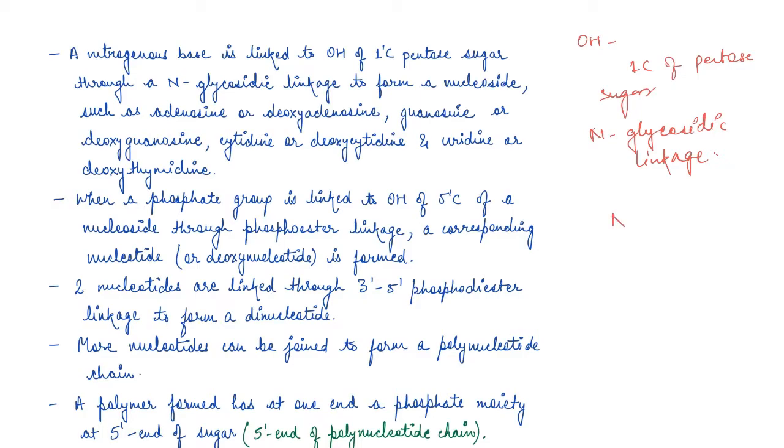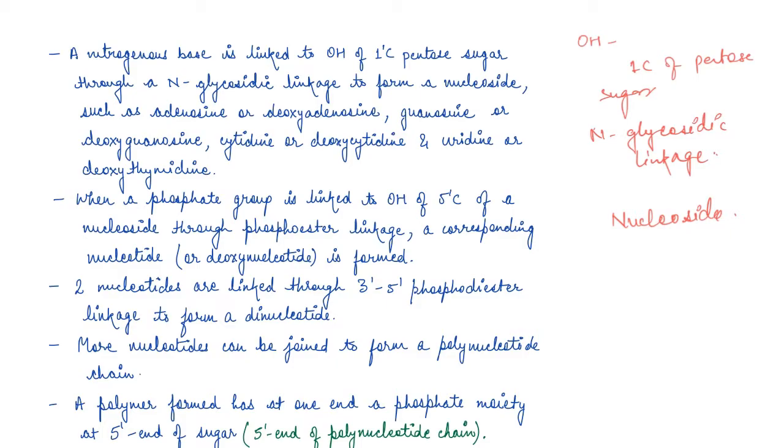linkage along with the sugar forms a nucleoside such as adenosine or deoxyadenosine. In case of guanine, it will be guanosine or deoxyguanosine. In the case of cytosine, it will be cytidine or deoxycytidine. In the case of uracil, it will be uridine or deoxyuridine. In the case of thymine, it will be thymidine or deoxythymidine, right?